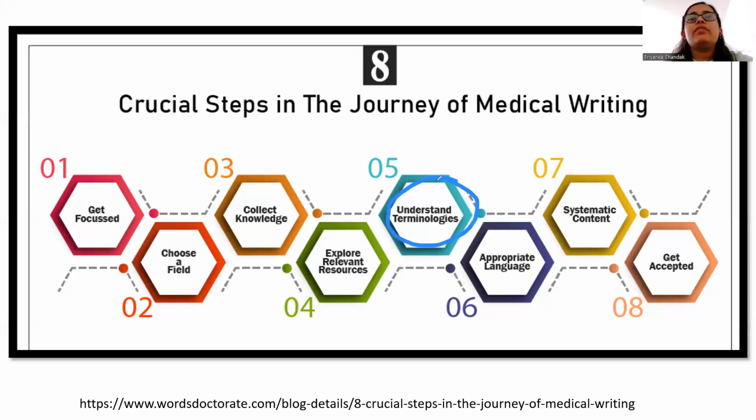Understand terminologies, because as you know, medical writing contains various fields, oncology, cardiology, and all those. So one should understand those terminologies. Then appropriate language. This is also very important. You cannot use very simple language to explain a scientific document. Systematic content. Content should be properly written and get accepted. If it is plagiarism free, your paper or review will be accepted. So those are the 8 crucial steps.